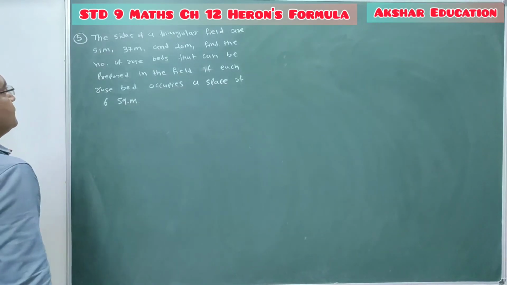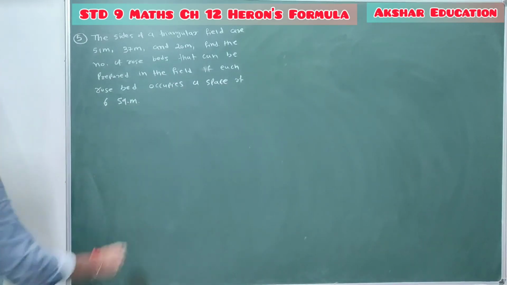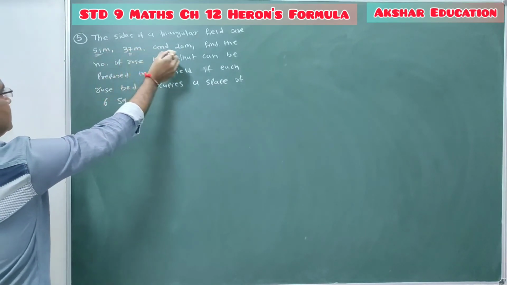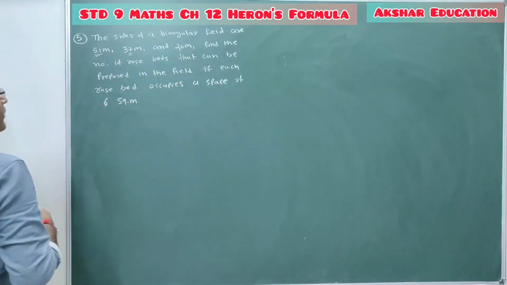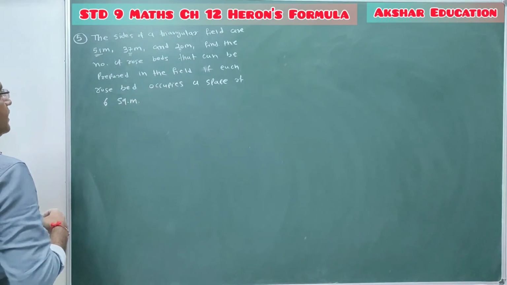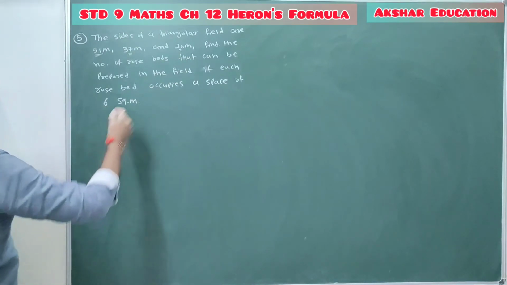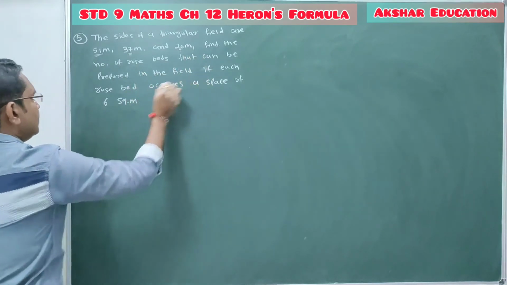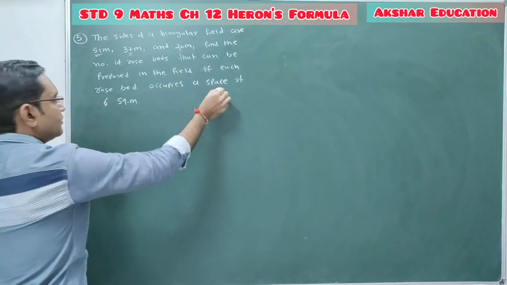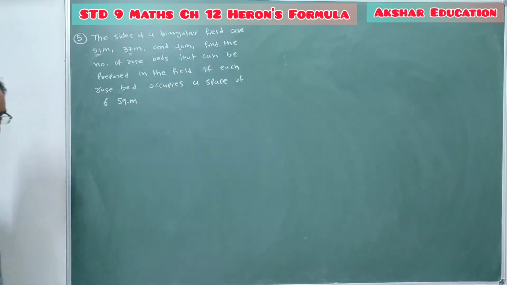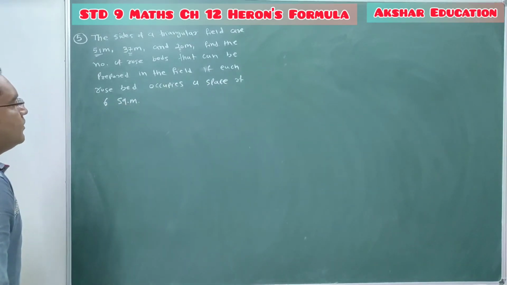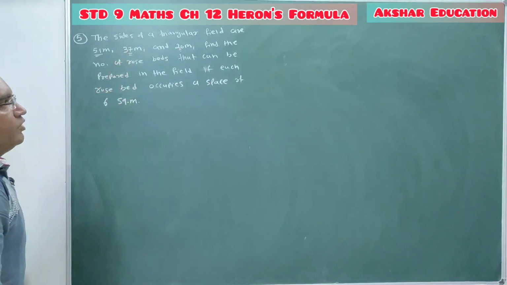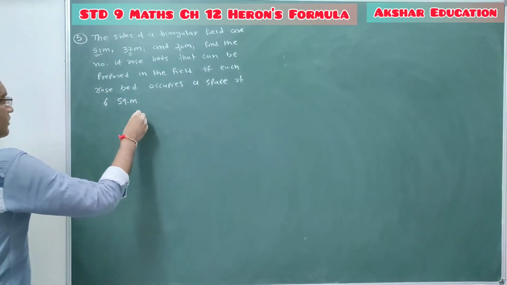Question number 5. The sides of a triangular field are 51 meter, 37 meter and 20 meter. Find the number of rose beds that can be prepared in the field, if each rose bed occupies a space of 6 square meter. So you have to find the number of rose beds that can be prepared in the field, and our field is a triangular field. So dimensions are given.